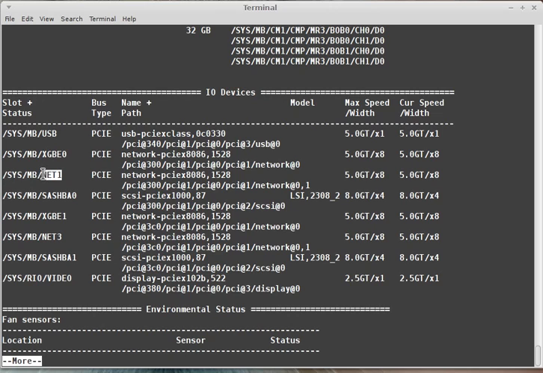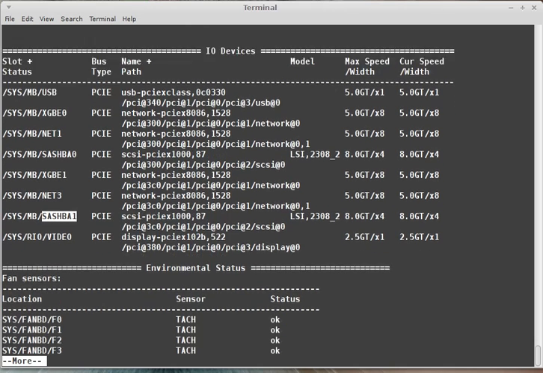Motherboard USB, NET 0, which is onboard network cards, and LSI card for my hard RAID, which is NET 3, which is also my onboard, and second LSI controller for second PCI controller.